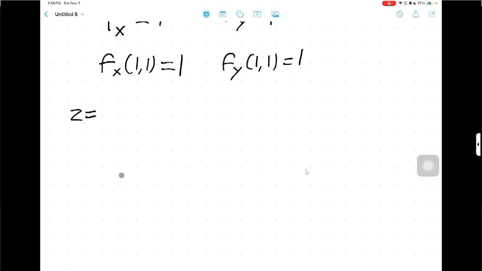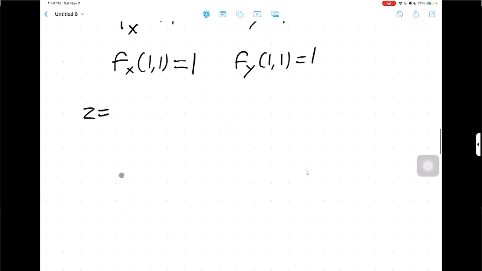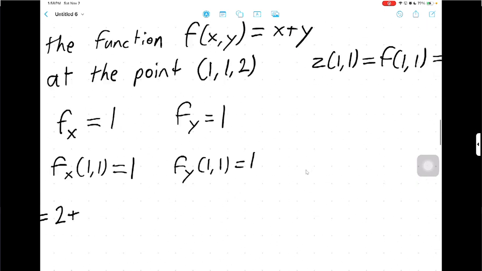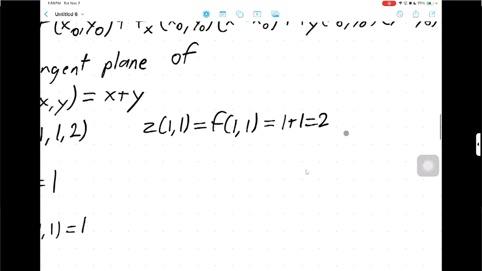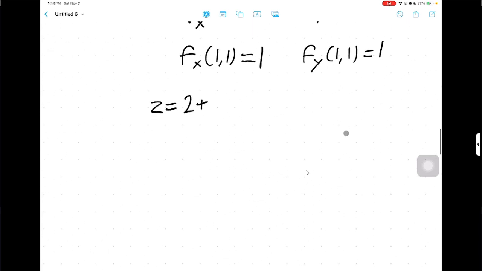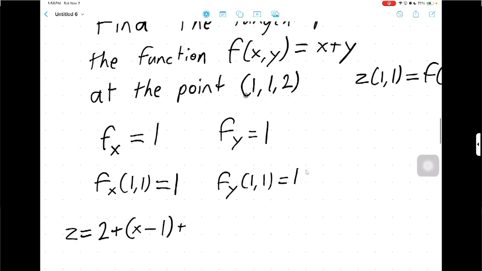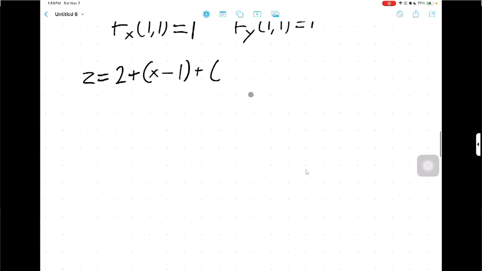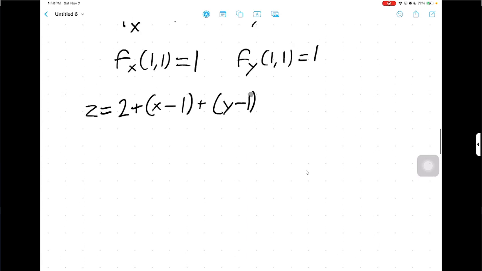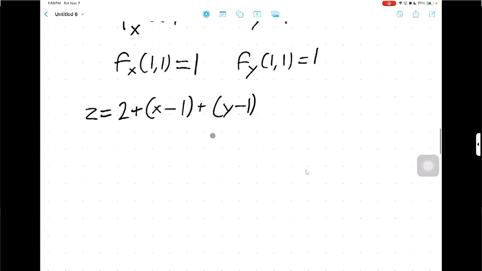So our tangent plane is therefore 2, which is our f of x naught, y naught, plus the partial derivative applied at the point, which is just 1, times x minus 1, because we have x equals 1. Here, pretend this is your x, y, and z, x naught, y naught, z naught. And then we're going to have 1 times y minus 1. This would be your tangent plane over here.